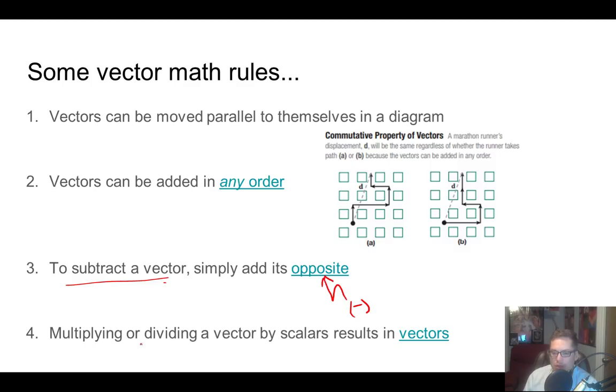Multiplying or dividing a vector by a scalar results in a vector. So if for some reason we need to multiply or divide by a scalar, we still have a vector at the end.